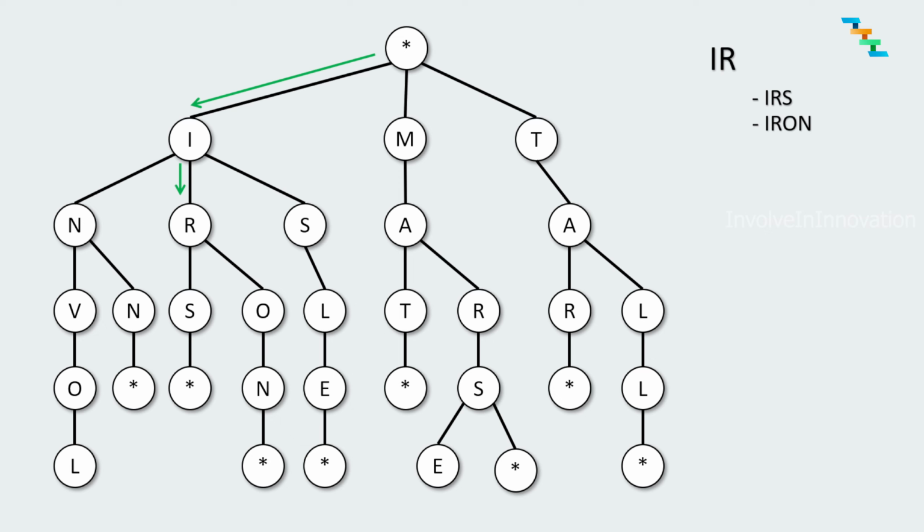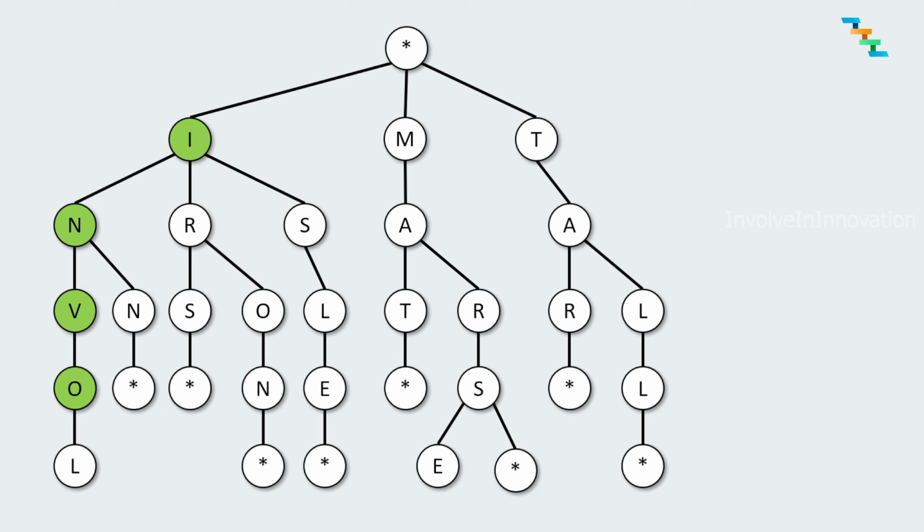If a node has a child as star, then that means this string is a word. For example, IRS is a word because S has a child as star, whereas INVO is not a word in this Trie because O doesn't have an immediate child node as star.